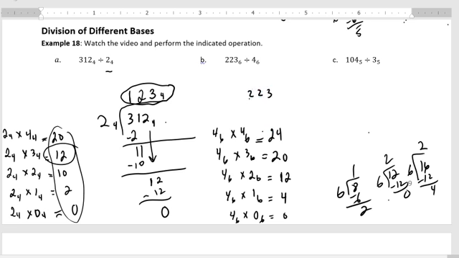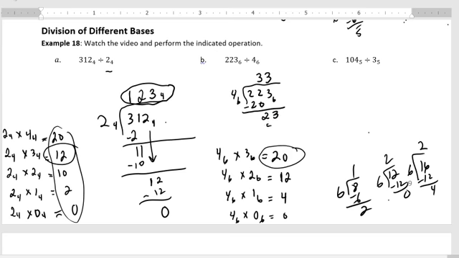223 base 6 divided by 4 base 6. So 4 cannot go into 2, but it can go into 22. And the closest is 20. So I'm going to write a 3 here. 4 times 3 is 20. So I bring down the 2, carry down my 3. And again, it's going to be another 3. So 4 times 3 is 20 again. So we get a remainder of 3. So my answer here is 33 base 6, remainder of 3 base 6.